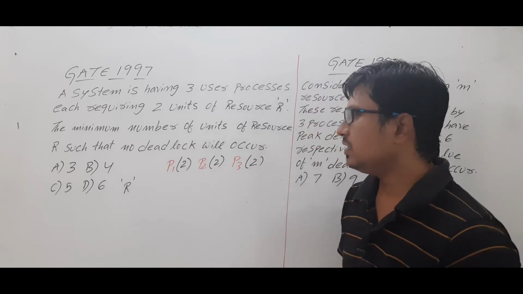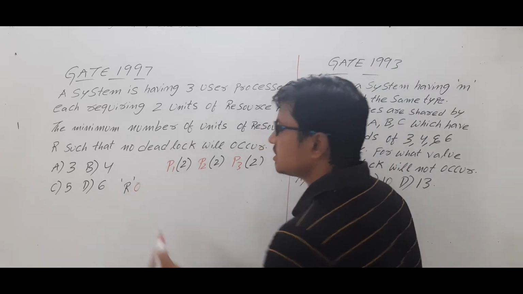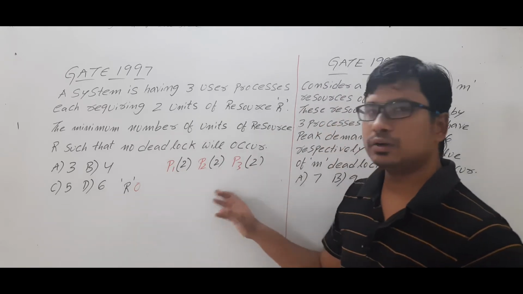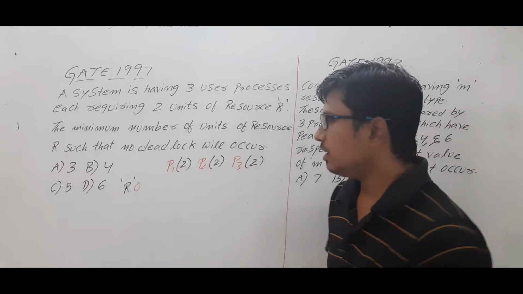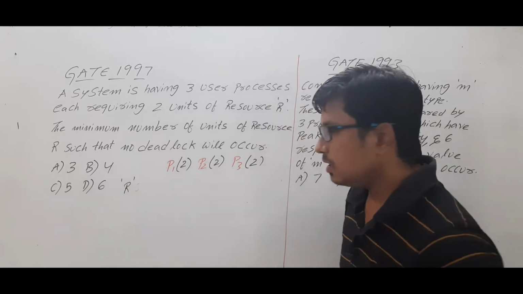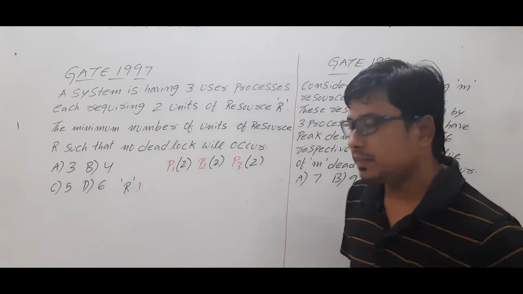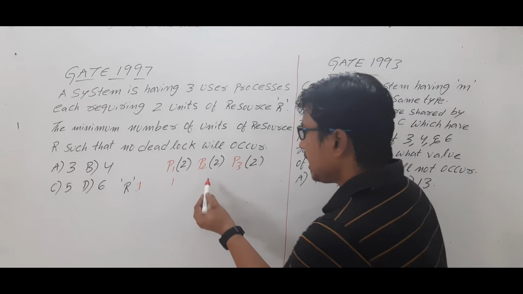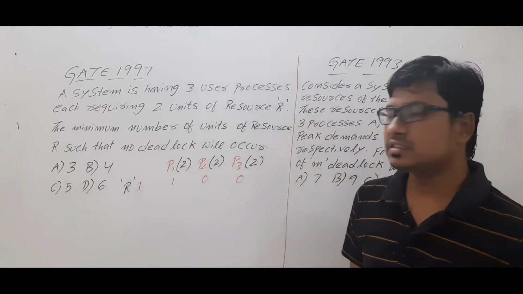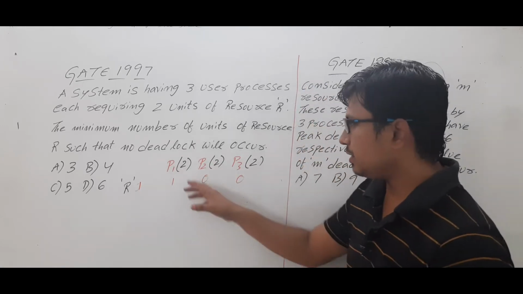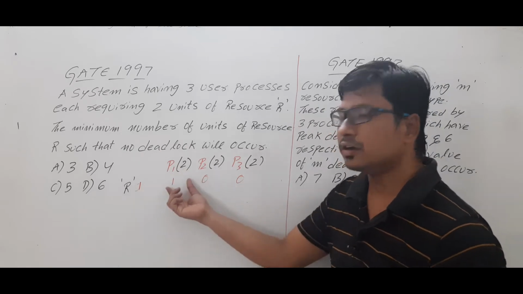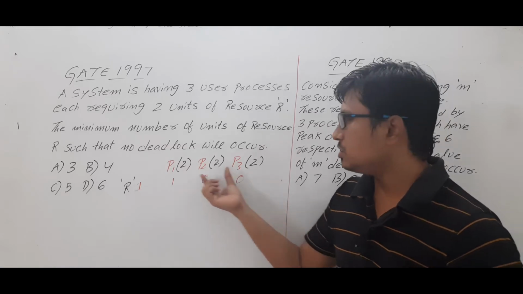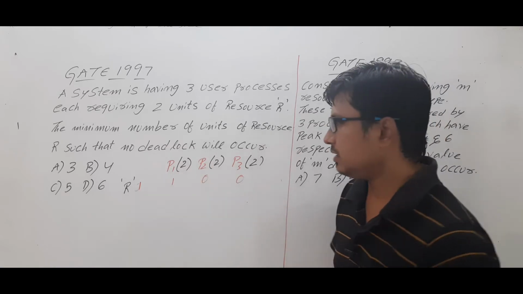Now if I have 0 instances of resource R, then we cannot allocate the resource R to any process, then there will be a deadlock. So 0 is not possible. Now if we look at 1, then I will allocate 1 to the process P1 and 0 to P2. Unless process P1 gets 2 units of resource R, it cannot complete the task, and similarly P2 and P3 cannot complete the task. So there is a deadlock. Am I right or wrong?